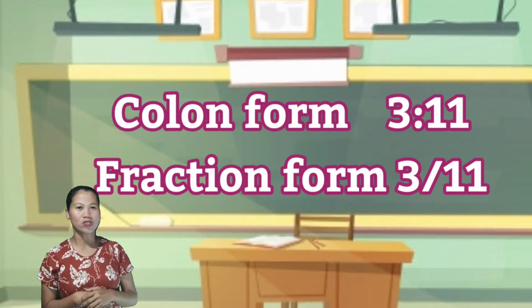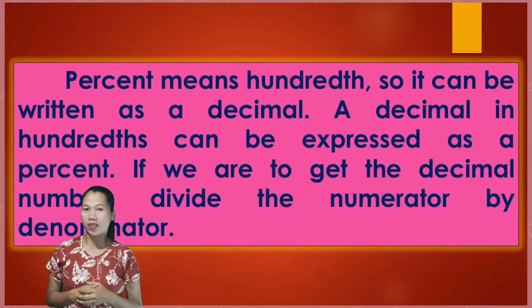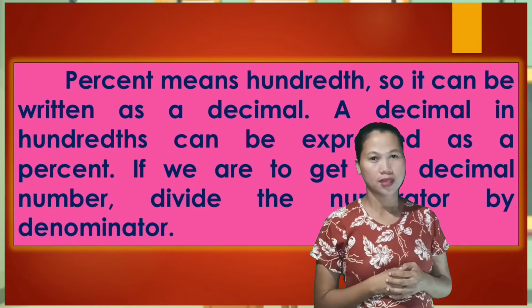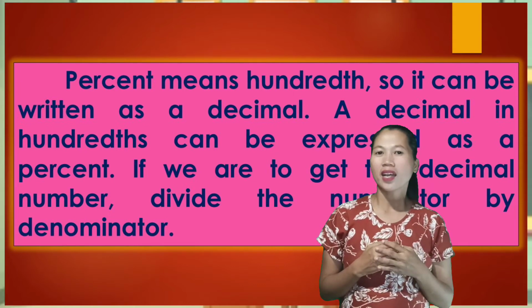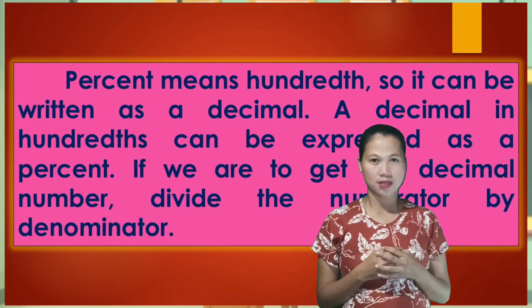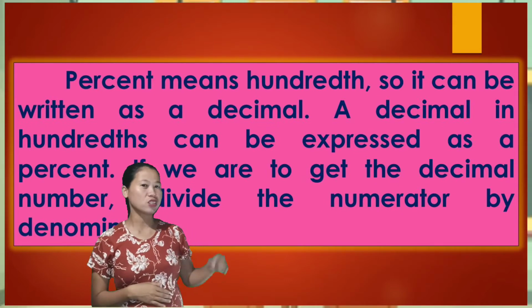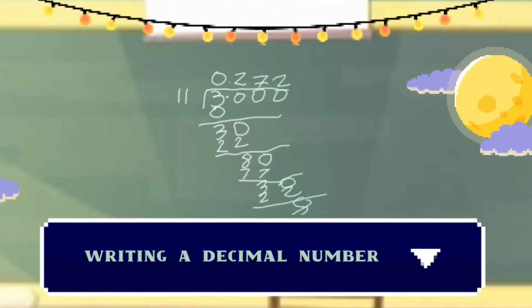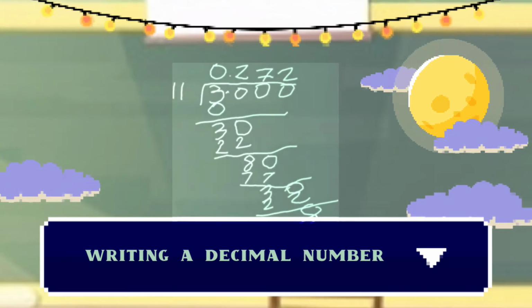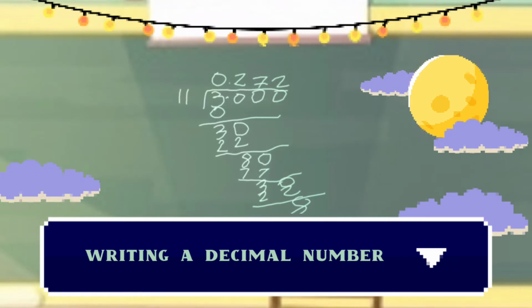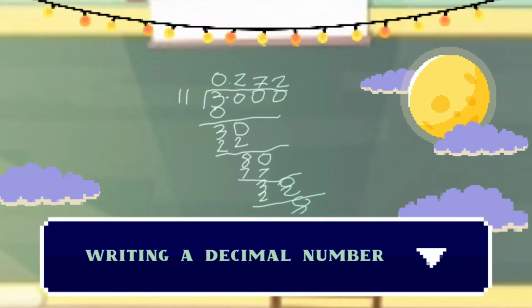Let's proceed to the relationship between percent and decimal. Percent means per 100, so it can be written as a decimal. A decimal in hundredths can be expressed as a percent. If we are to get the decimal number, divide the numerator by the denominator. 3 divided by 11 is equal to 0. 0 times 11, 0. 3 minus 0, 3. We need to add zeros beside 3.